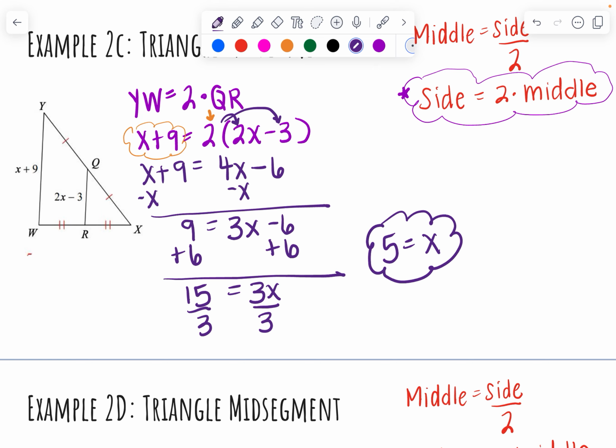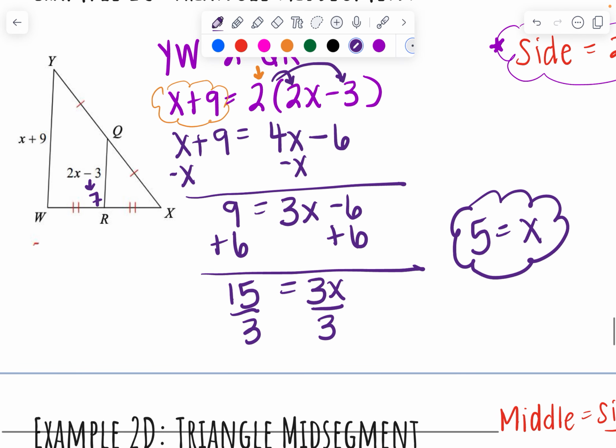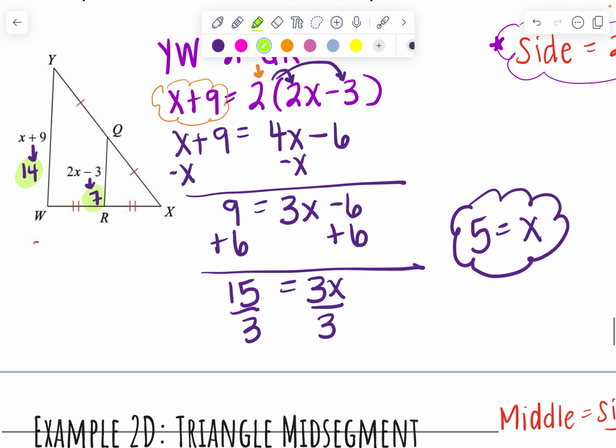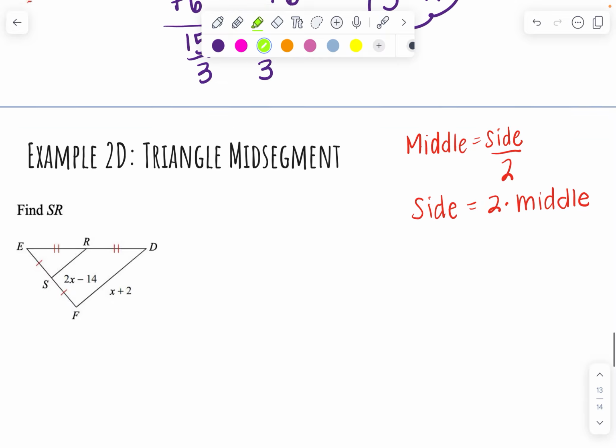If you want to check to make sure you're right, you can always plug it back in for x in both of these expressions. Meaning here, 2 times 5 is 10. Take away 3 is 7. Here, 5 plus 9 is 14. And it is true then that this side is 2 times the middle, or the middle is half of the side. That's just if you want to check your work.